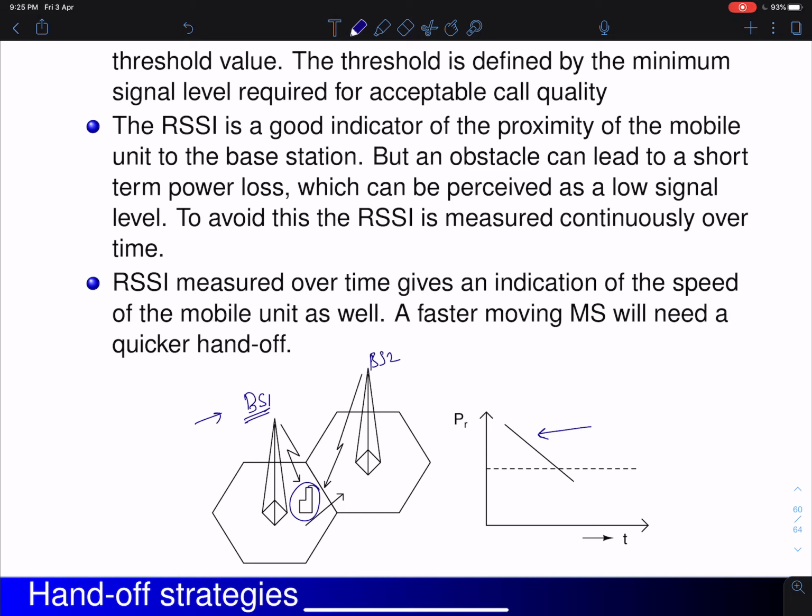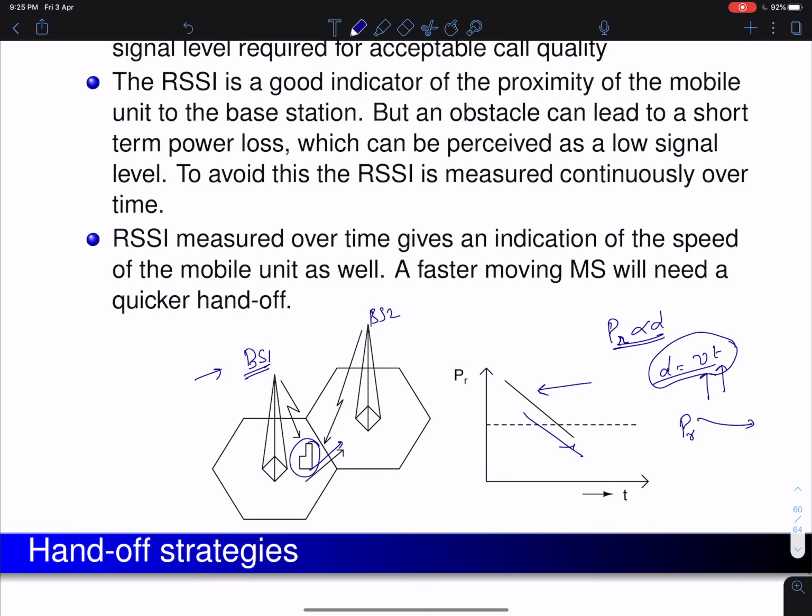You know that power is going to reduce with distance. If your distance is increasing with time, which means it's moving, d equals vt, where v is the velocity of the object and t is the time, your distance is increasing, which means your radiated power is also decreasing over time. So that's an indication. So now we know that the power is reducing.